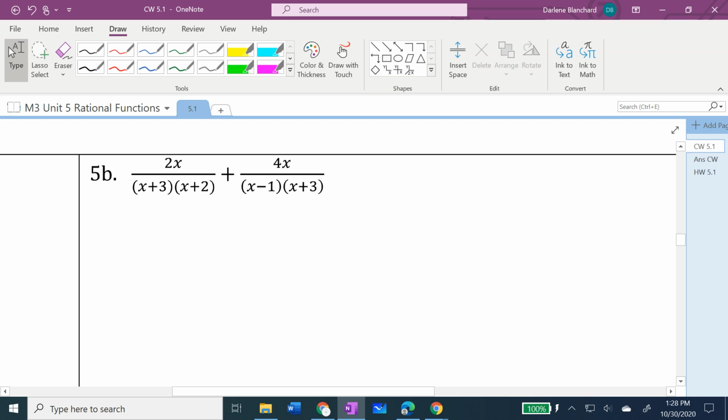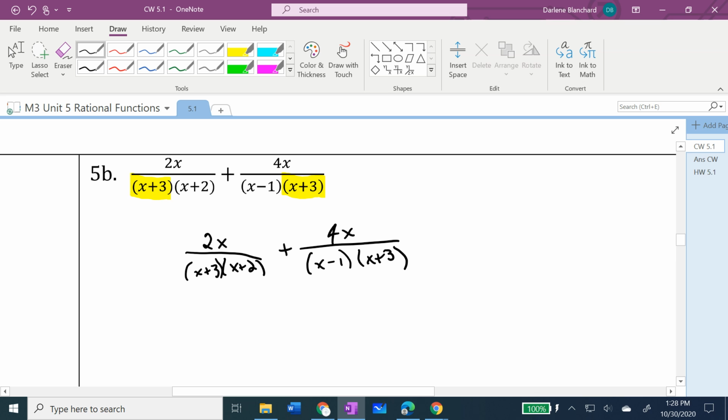Okay, now look at this one. Do you see factors that they share in the denominator? Yep, you got it. You do not want to multiply by an extra x plus 3 if you don't have to, because it's going to get really ugly really quick. So I'm going to rewrite these without the highlights.